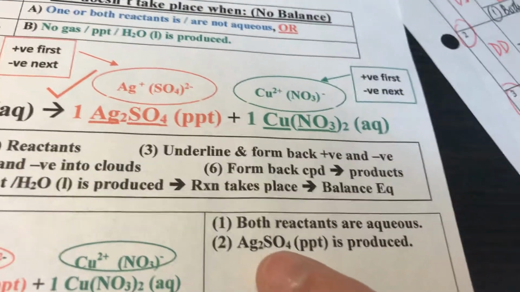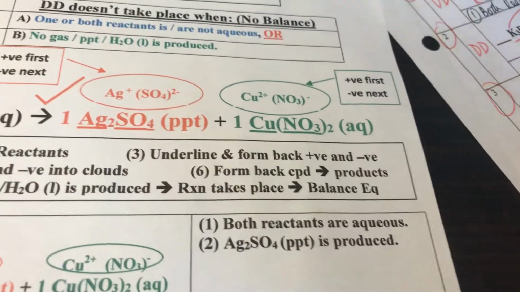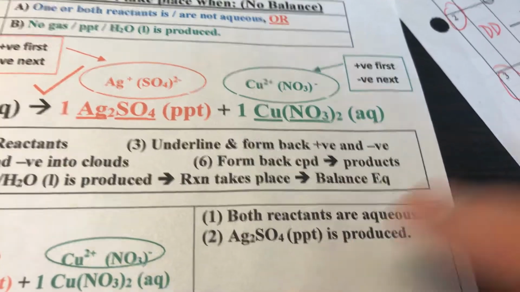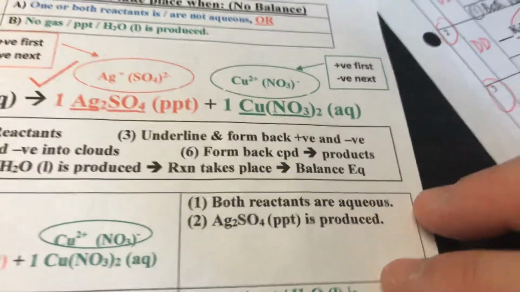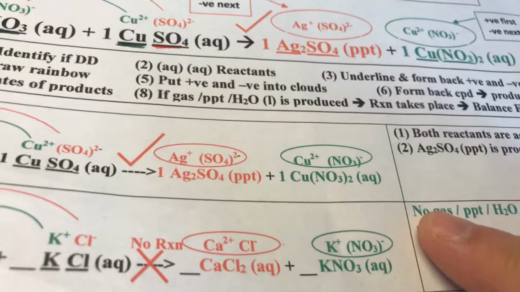If this is water, then you will say H2O liquid is produced. If this is gas, for example, H2 gas, then you will say H2 gas is produced. Okay, so these two reasons must be present at the same time for you to put a check mark, for you to balance the equation by putting the coefficient.